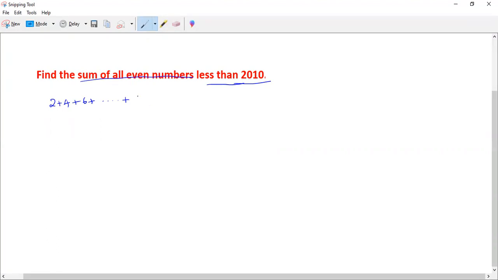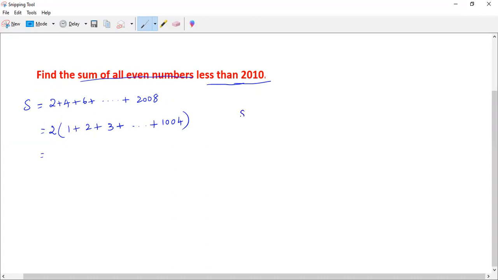So I will write 2008. I have to find the sum of 2 plus 4 plus 6 up to 2008. I'll take the 2 common here. So 2 is common: 2 into (1 plus 2 plus 3 plus up to 1004), because 2 into 1004 is 2008.